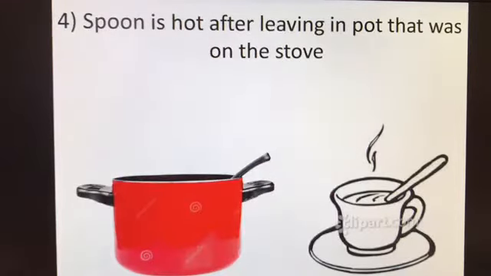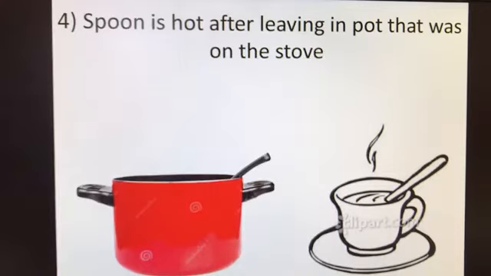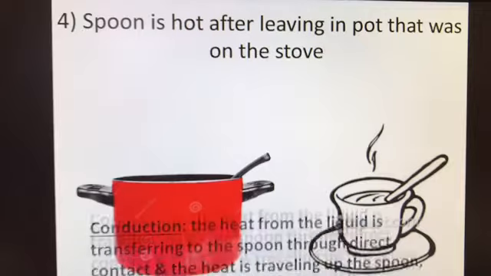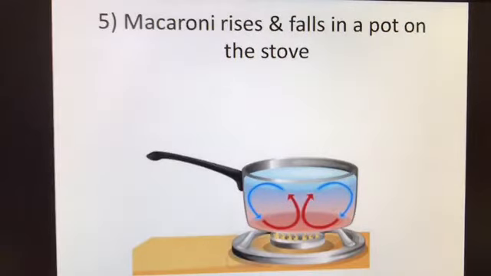Number 4, the spoon is hot after leaving it in a pot that was on the stove. All right, so we have a pot on the stove, or a metal spoon in your hot cocoa or something like that, left there for a long time. Why does the spoon get hot? Because of conduction. The heat from the liquid is transferring to the spoon through direct contact, and then the heat is traveling up the spoon, passing from molecule to molecule. So that's conduction.